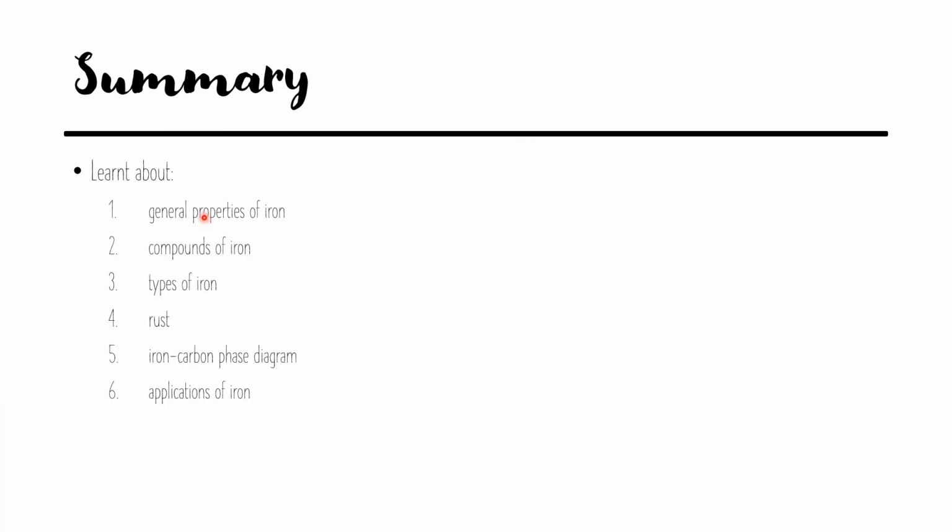To conclude, in this presentation we learnt about the general properties of iron, the compounds that iron forms, the types of iron, we learnt about rust as well, and we learnt about the iron-carbon phase diagram. Last but not the least, we also learnt about the applications that iron has in our day-to-day life.